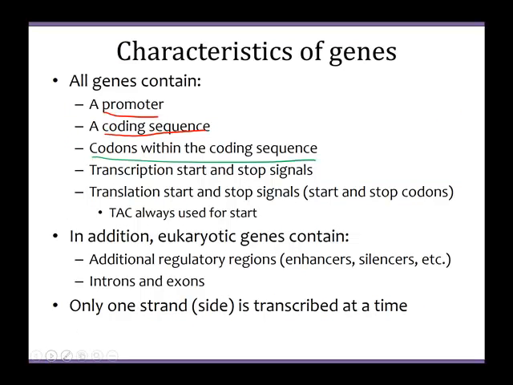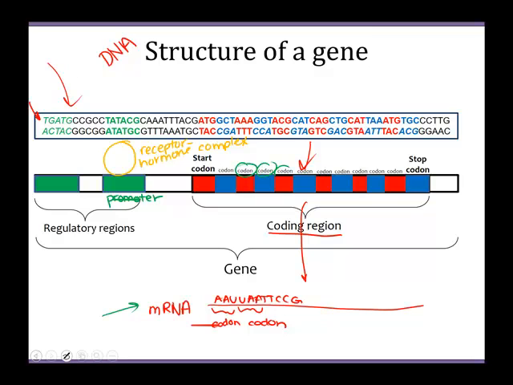We have to have somewhere to tell us where to start and stop transcription. So this mRNA, remember, it's just made from the coding region. We just transcribe the coding region. We don't transcribe the entire gene. So we have to have somewhere that tells us to start and somewhere that tells us to stop. So we have to have what's called a transcription start signal.